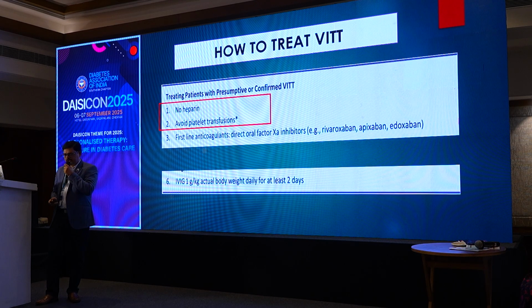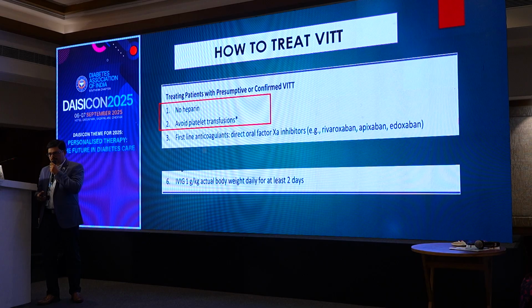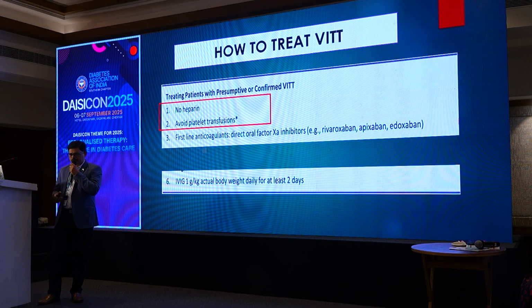So how to treat this VITT? Our natural way of treatment would be to immediately heparinize or go for platelet transfusion. These two things should not be done for this patient. It will worsen the condition because it will again stimulate the antibody, and it increases the risk of hemorrhage and thrombosis. The first line treatment includes oral anti-factor 10A inhibitors, rivaroxaban, apixaban and edoxaban, or intravenous immunoglobulins 1 gram per kg, depending upon the body weight, for at least 2 days.